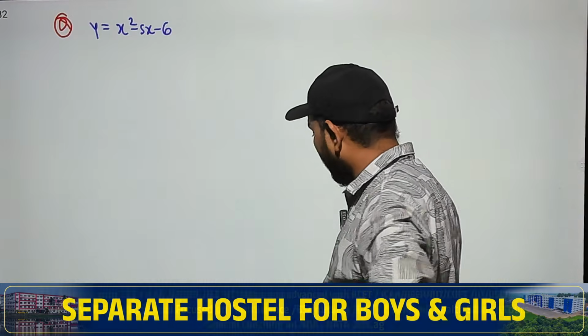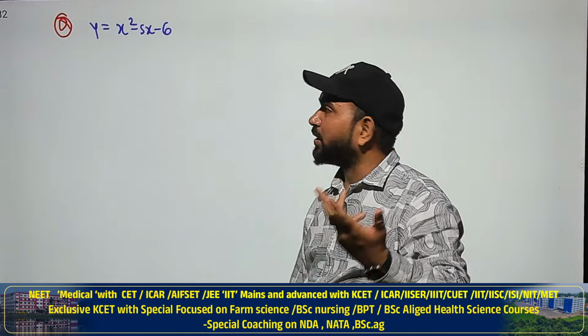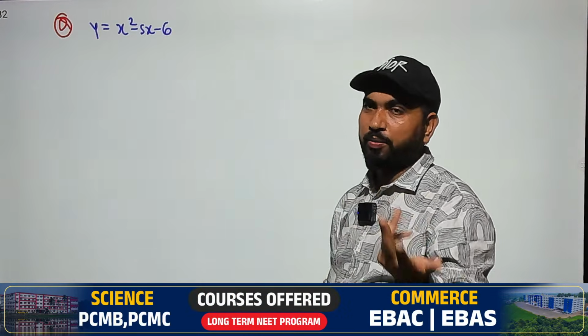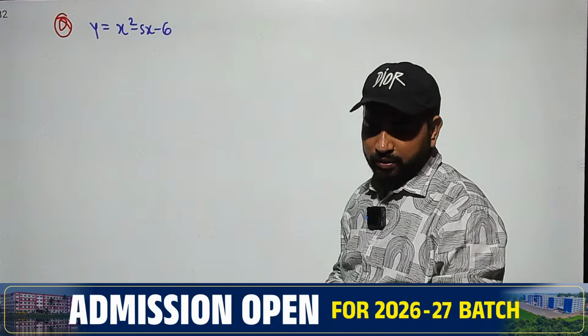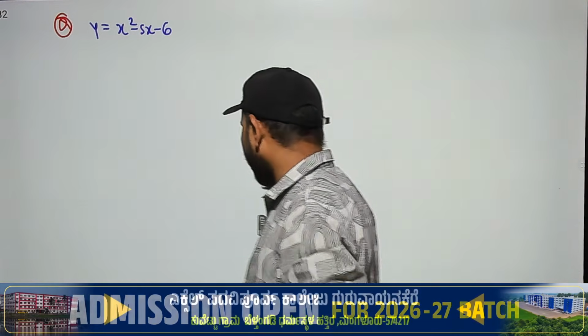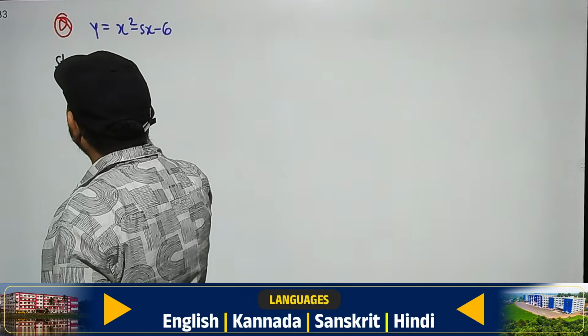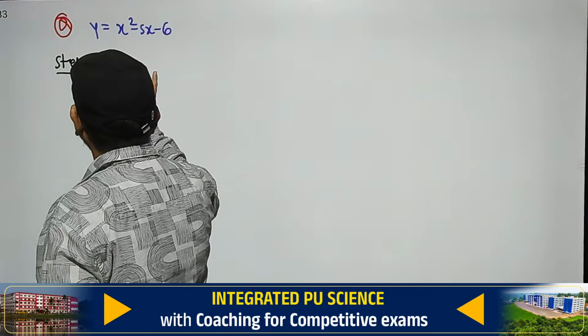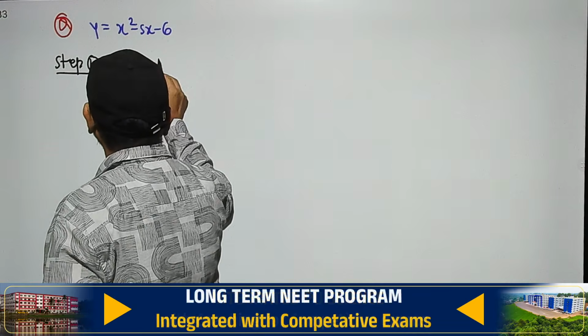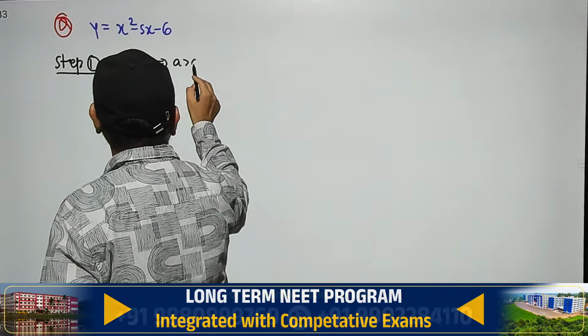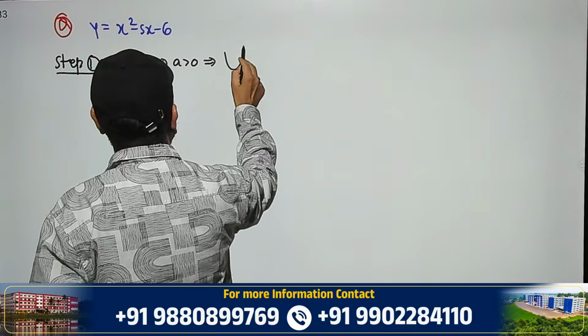I am doing it slowly. You also do by yourself. If any confusion, you can check from my solution. So, simple things. First step: the value of a is 1. It means a is positive, so the graph is coming like this.